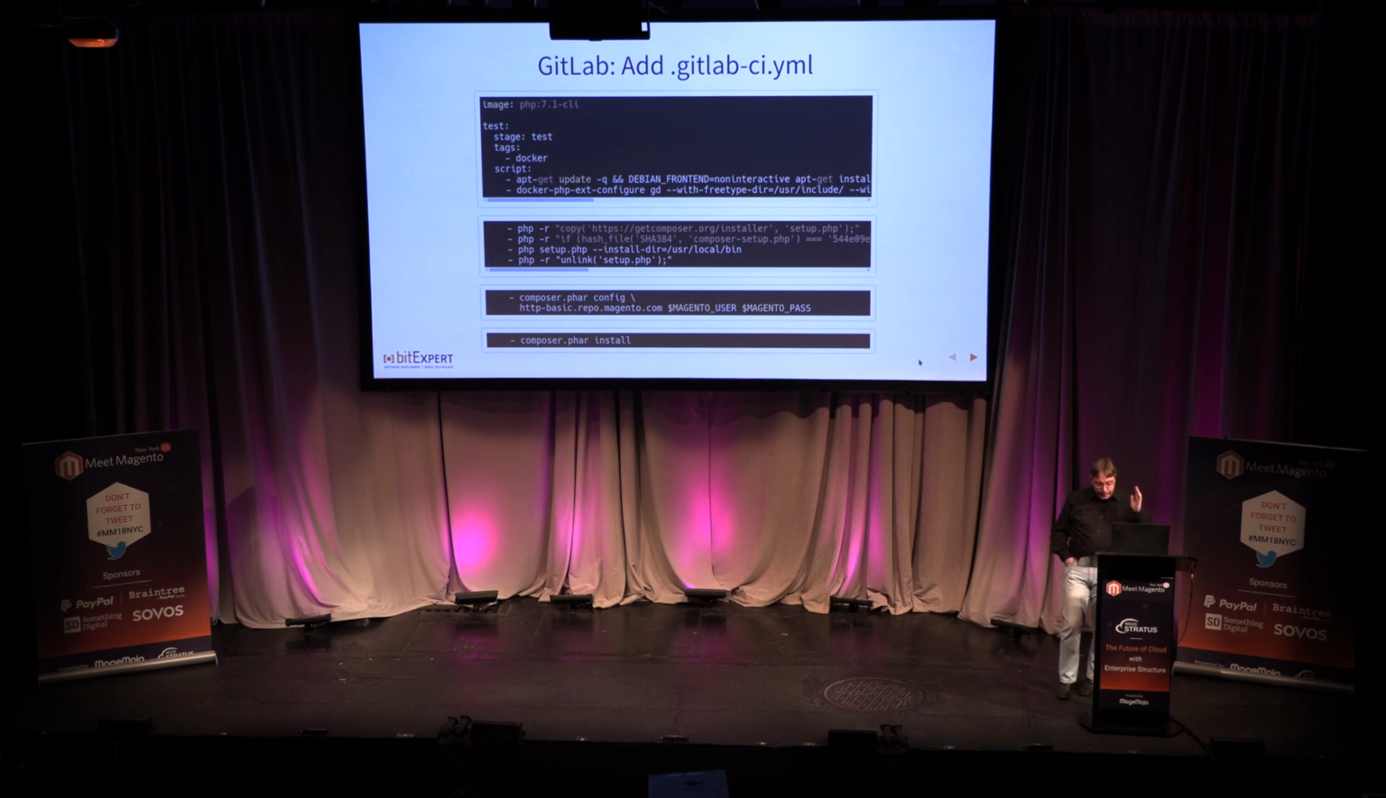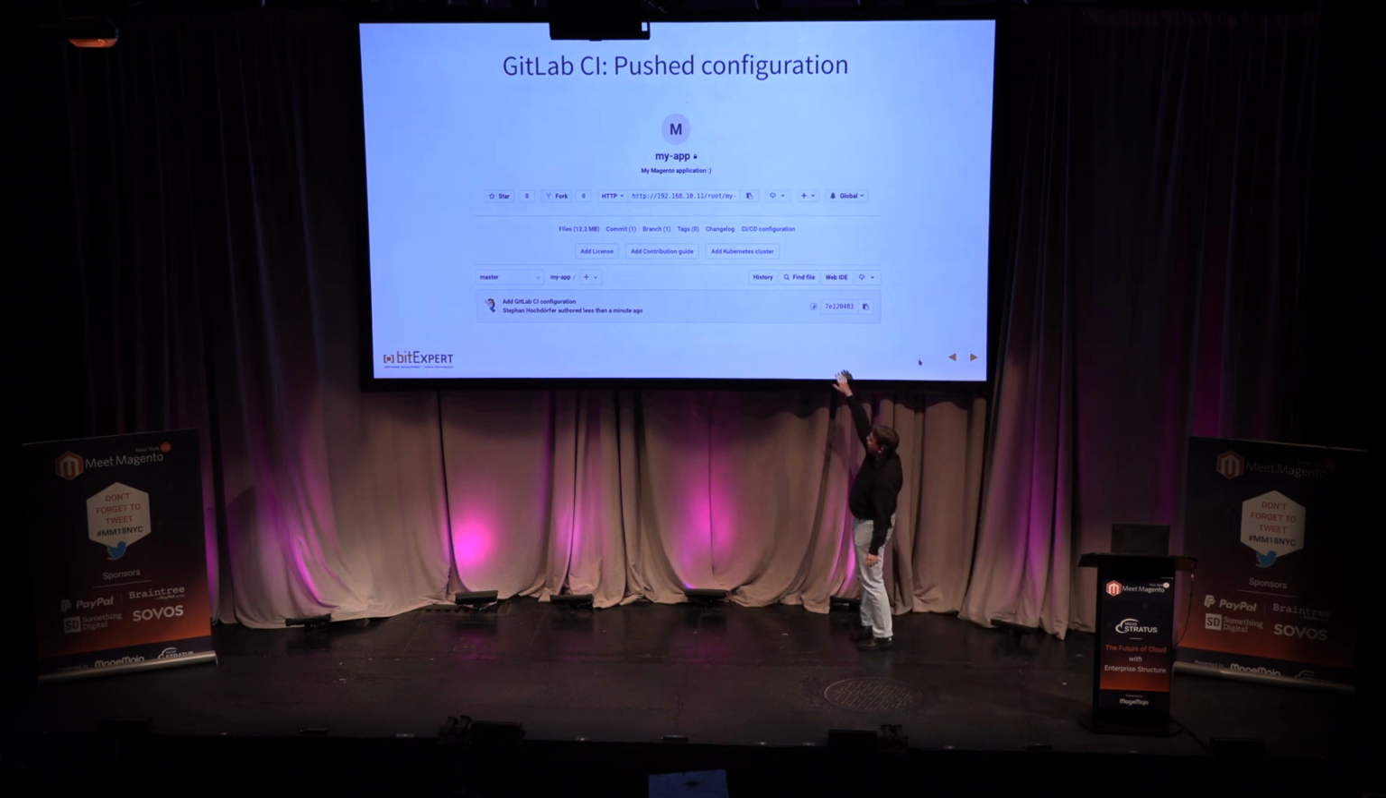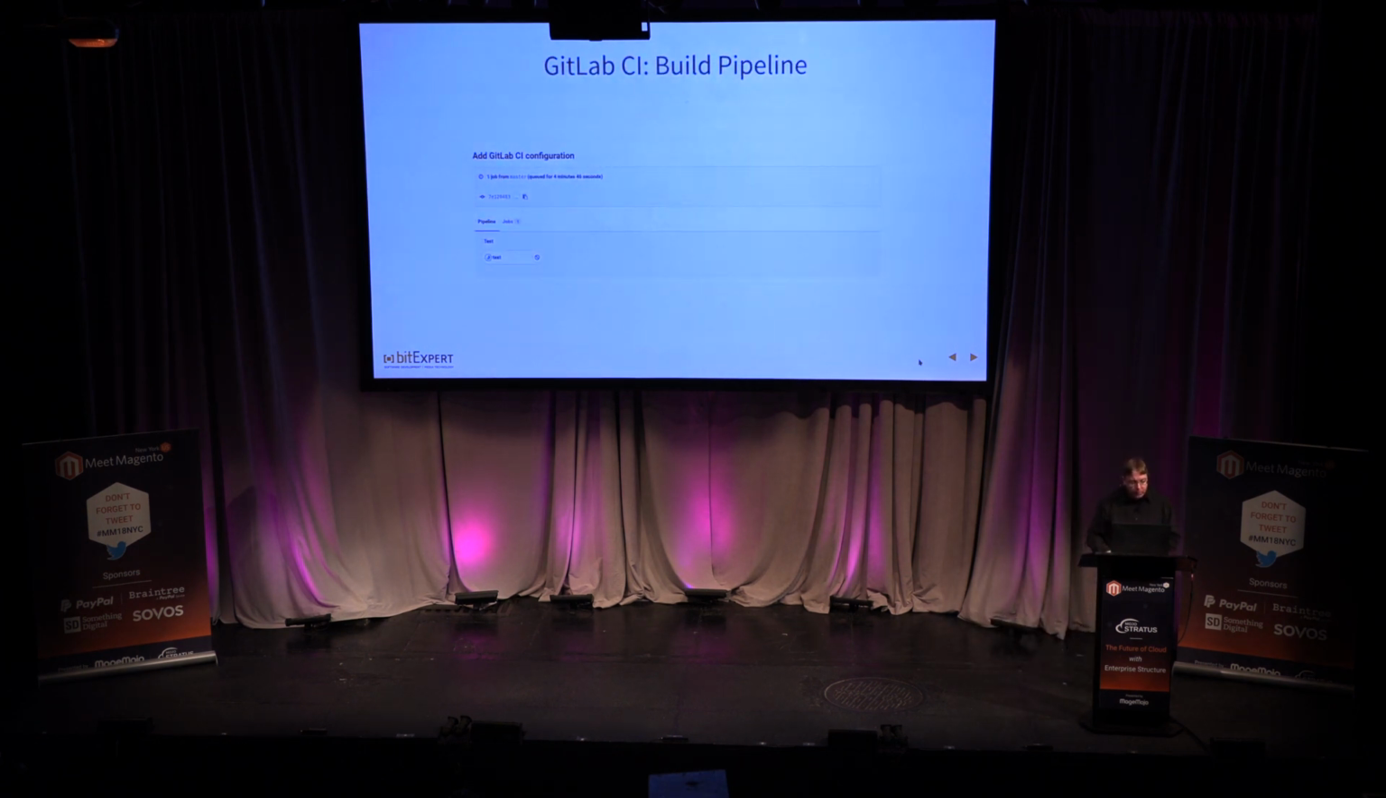So we, again, add, commit, and push the file. It ends up in GitLab, and you can see on the lower right hand of the screen there is this blue icon. This is actually the indicator that a build is running. So we can click on that icon, and we can see our build pipeline.